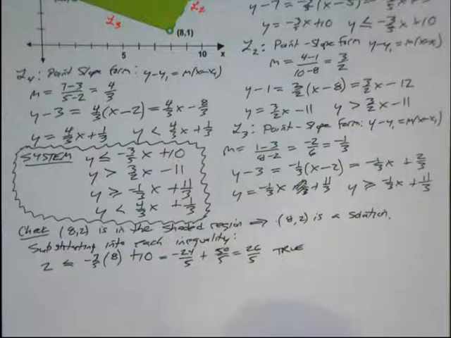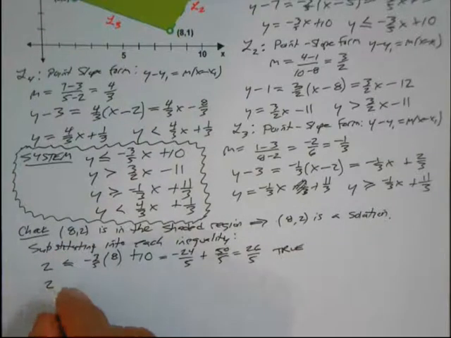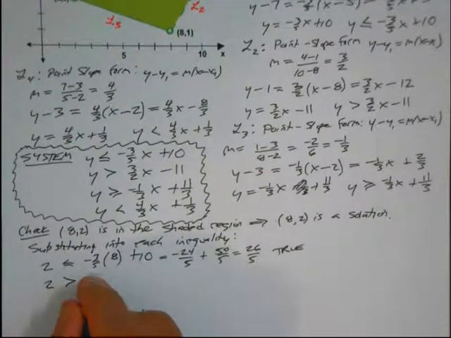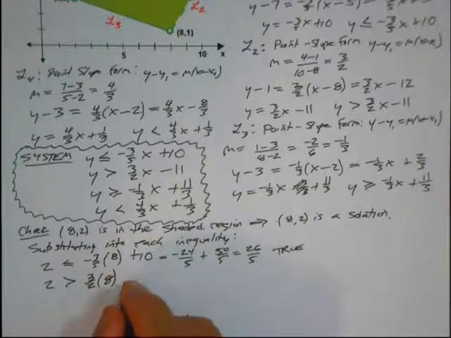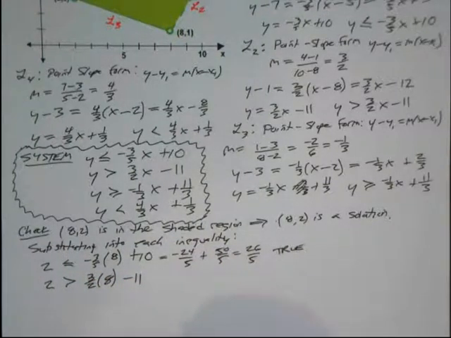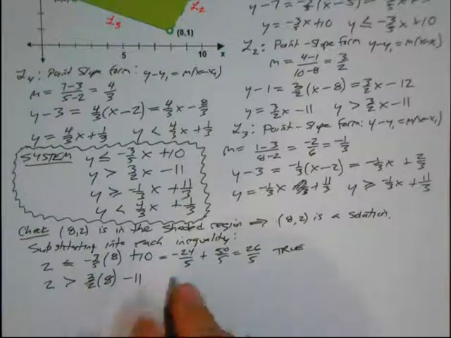Okay, let's go to the second inequality. y is 2. How about that being greater than 3/2 x, with x being 8, minus 11? Here we cancel on the 2 and the 8. That's 4 by 3 is 12. 12 minus 11 is 1. 2 greater than 1? True.